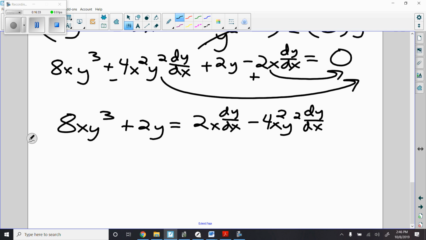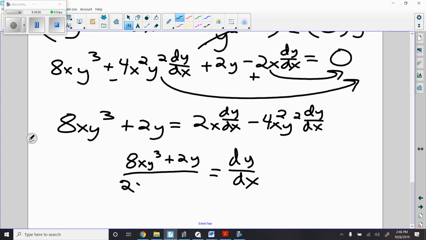I'm still going to factor out my dy/dx here, and I'm going to divide. I'll do this in one step here. Factoring out my dy/dx will leave 2x minus 4x squared y squared on the inside, and I'm going to divide that over. I'm going to get dy/dx equals 8xy cubed plus 2y over 2x minus 4x squared y squared.